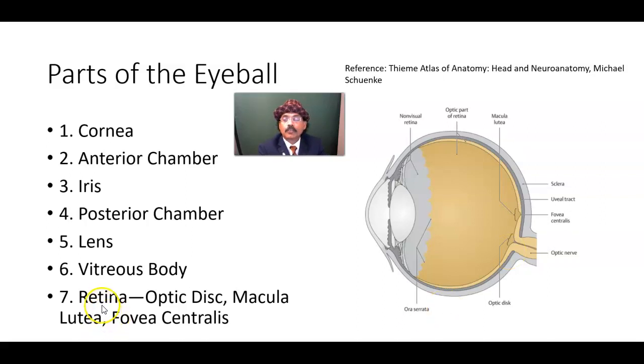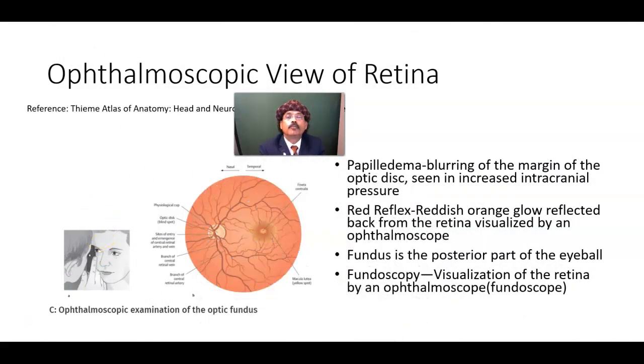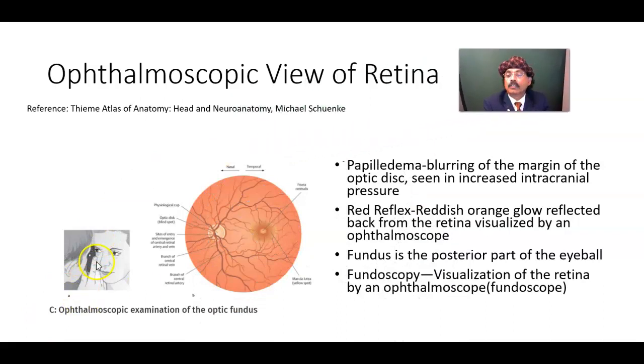Okay, so in the retina, we look for the optic disc area, and the macula lutea, the center of which is the fovea centralis. Okay, so if we go to the ophthalmoscopic view of the retina, here this is the ophthalmoscope, and the retina is visualized by the ophthalmoscope.